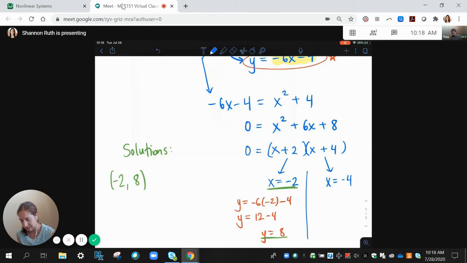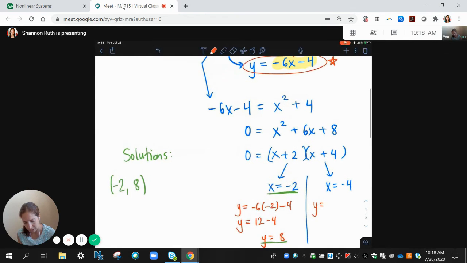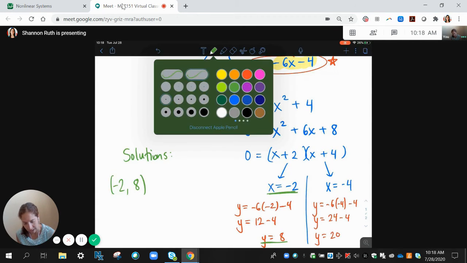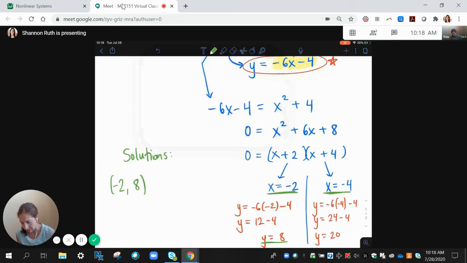And then same kind of idea to find the other y. We'll plug in -4 back into that substitution equation. So it looks like we'll get 24 minus 4, so y equals 20 would be the value of y that corresponds with x being -4. So that's our other solution, (-4, 20). So like what we were demonstrating in Desmos a moment ago, this looks to be a situation where the linear function cuts the quadratic function twice.